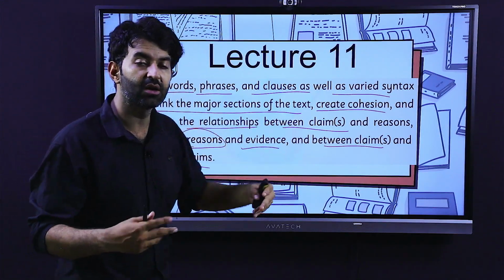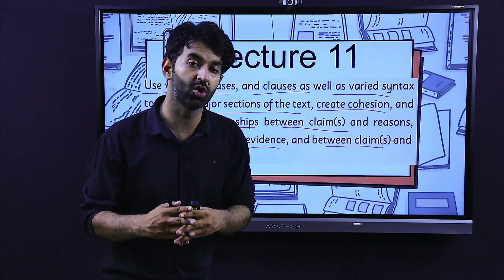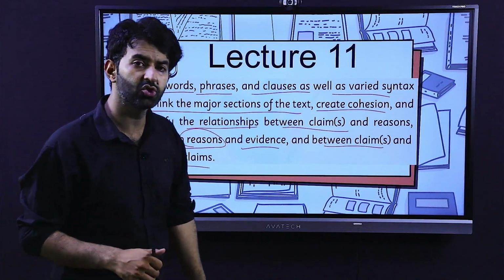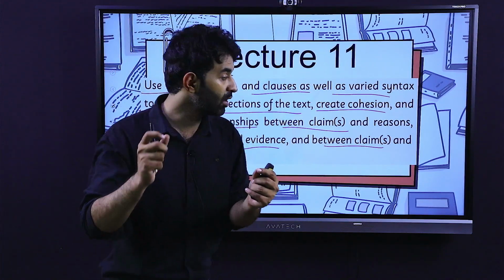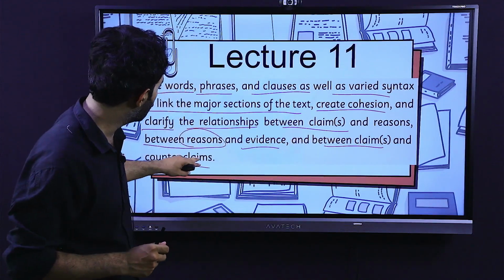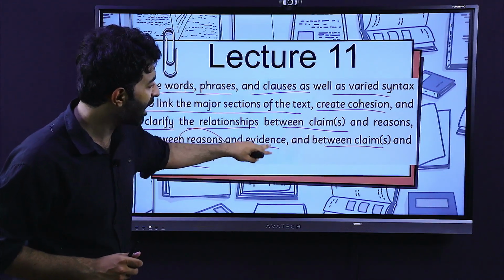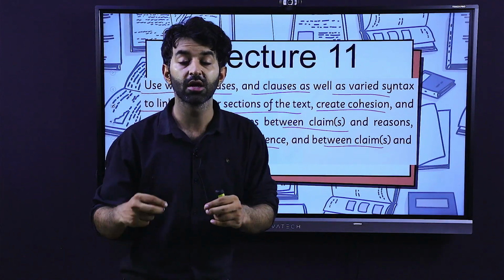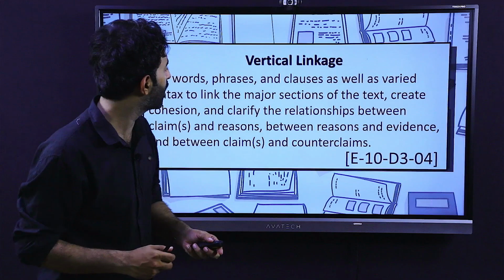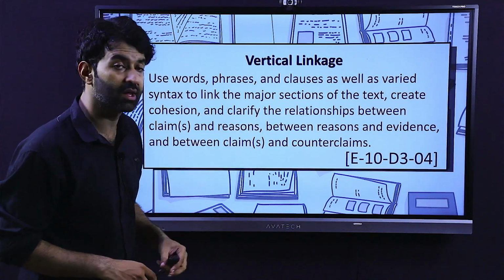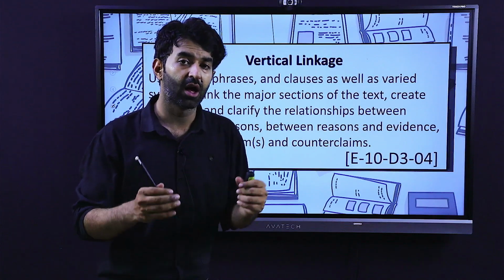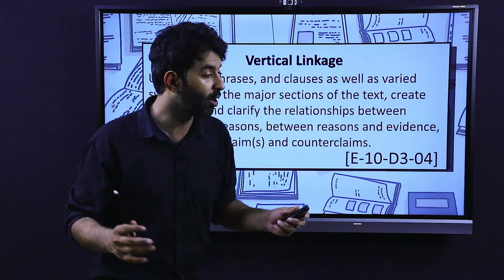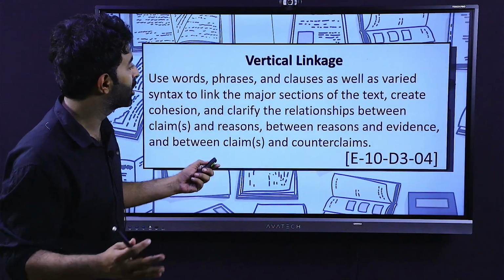You have to create a connectivity, a cohesion in your argumentative text. And also, we will clarify the relation between a claim, how it is related to reason, how the reason is related to evidence, and what is the difference between claim and another thing called counterclaim. So let's see about that, my dear learners. You can see a vertical linkage over here, which links this grade's SLO with the previous grade 10. So you have an idea about that. This is just for your interest.